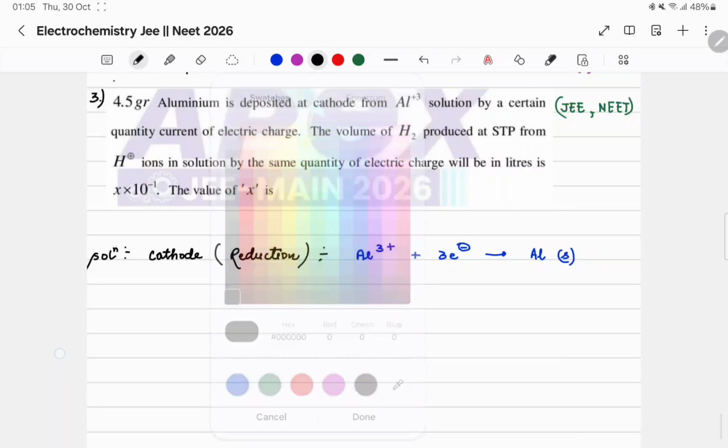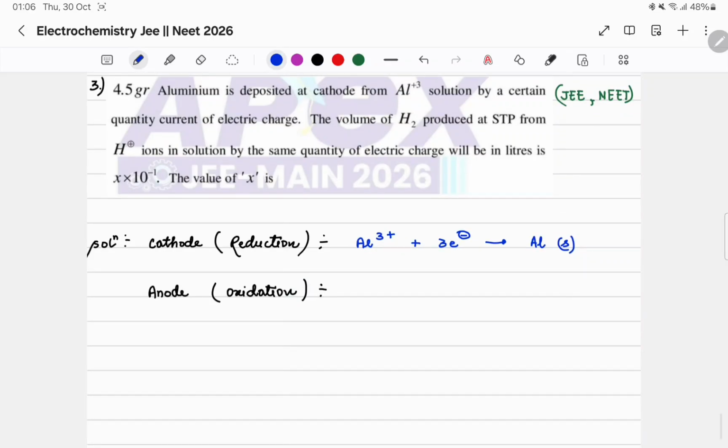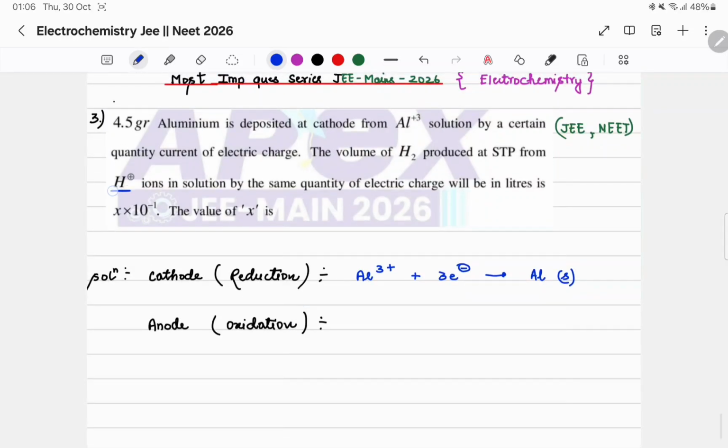Let's talk about the anode. On the anode, always what will take place? Oxidation. So you better know what the oxidation class is. Oxidation means what? Loss of electron or gain of electron? Loss of electron. So what can I write? The solution is present of what? H+. So I'm going to write H+.